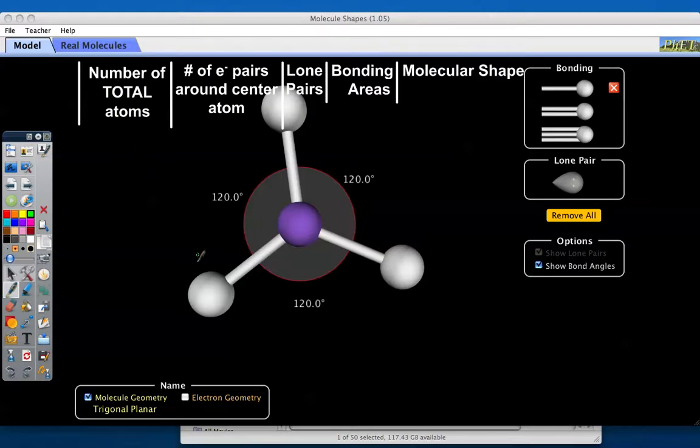So the number of atoms we have total is 4. We have 3 bonding areas. We don't have any lone pairs. So that's going to give us 3 electron pairs around the center atom. The bond angle went back to 120 degrees. And the shape of this is trigonal planar. So that planar shape plays into the name of this.